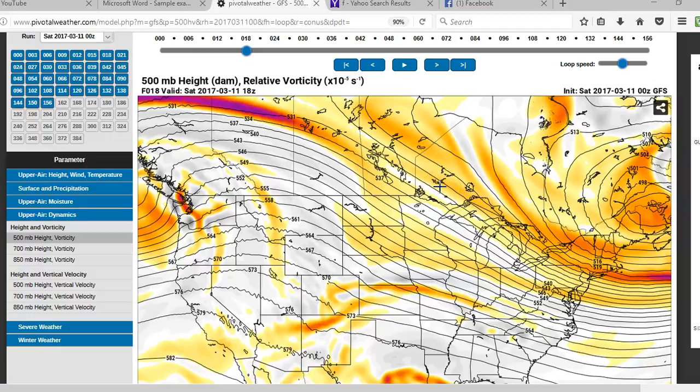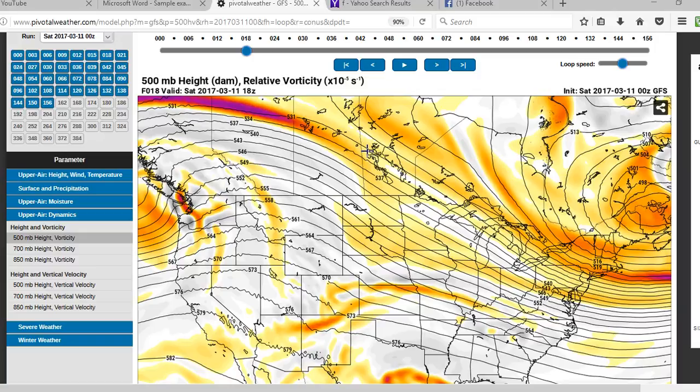Hello everyone, I'm just going to do a quick video update on the potential major winter storm for early next week across the northeastern United States. This is my first time using the drawn zoom on Screencast-O-Matic, so please bear with me as I try to operate this properly. What we're looking at right now is the American Model 500 millibar vorticity map.